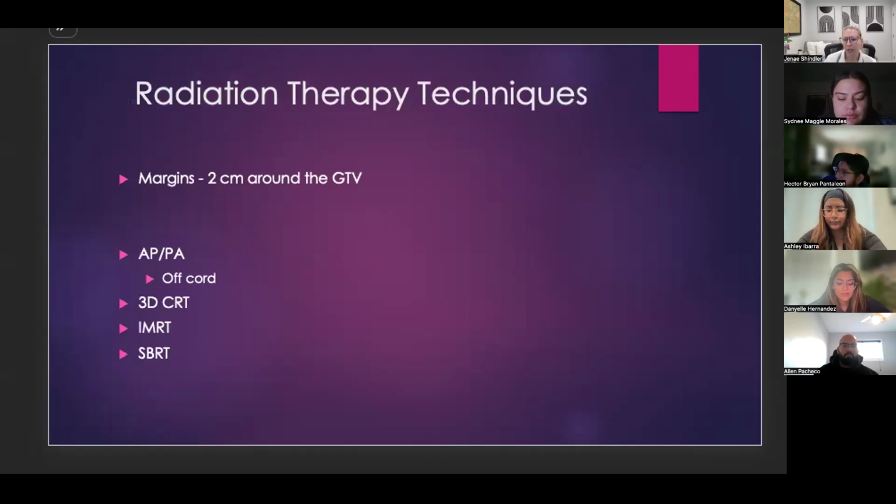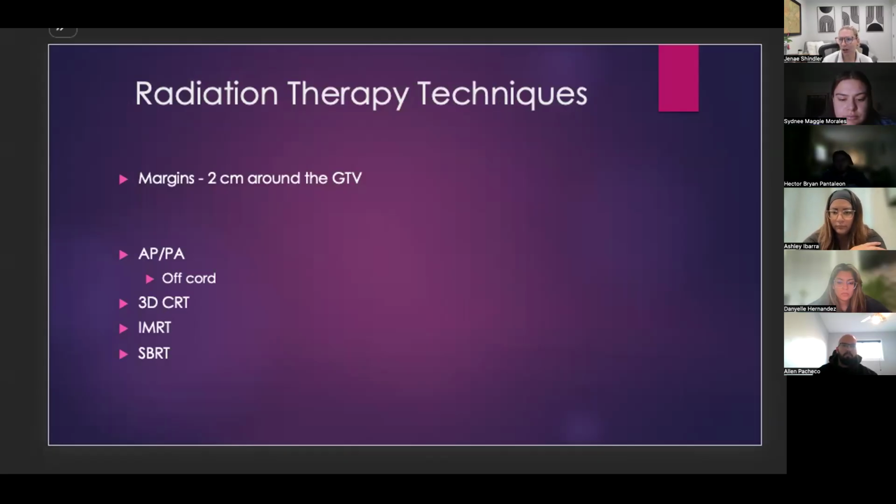Again, radiation therapy techniques, margin around the GTV would be 2 centimeter. A very old school way, or a very palliative way, would be APPA. And anytime we treat anything APPA that can be close to the spinal cord, we need to get off the spinal cord at 4,500 gray. Then you can do 3D, IMRT, and SBRT. Most of what we're going to see is going to be IMRT or SBRT.